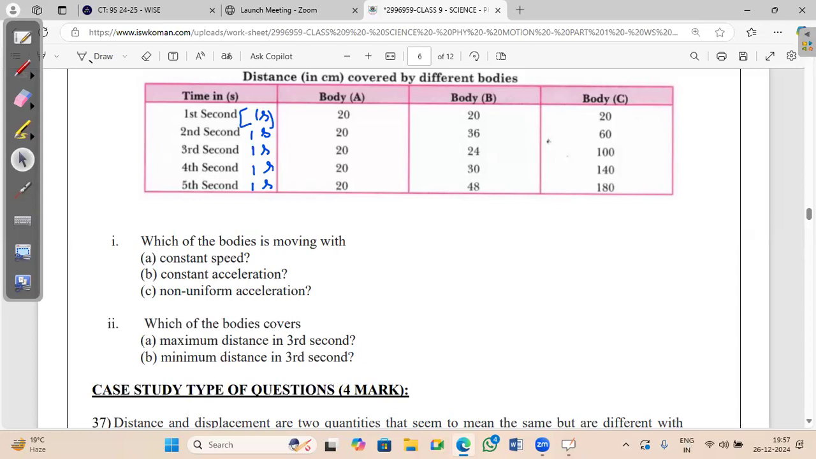Haven't you received your syllabus? No, sir. We'll get it next week after Christmas break. Okay, I'll be sending it today only. Just one minute. I'll check and send it to you. Okay, bye. Thank you, sir.